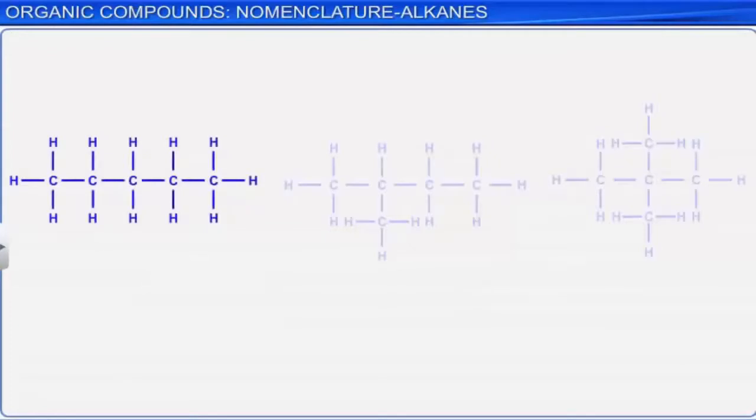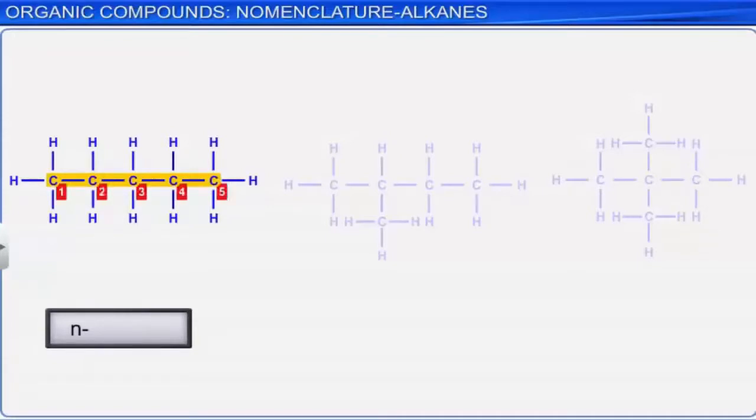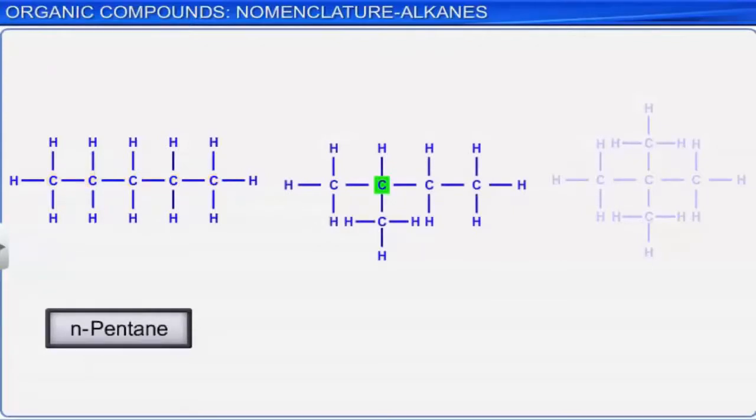If all the carbon atoms form a continuous straight chain, that is, without branching, then the prefix n is given to the name of the alkane. For example, for the structure shown here, which consists of a continuous chain of 5 carbon atoms, the name given is n-pentane.